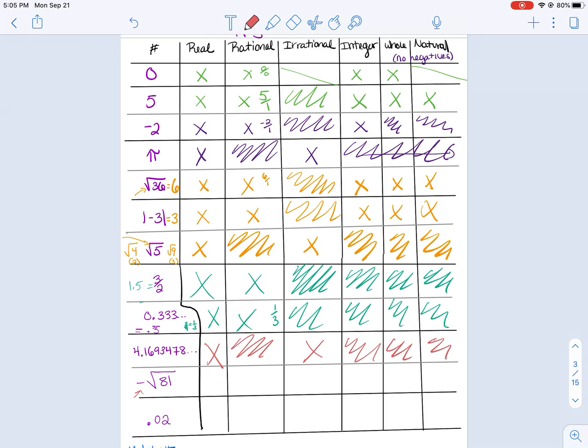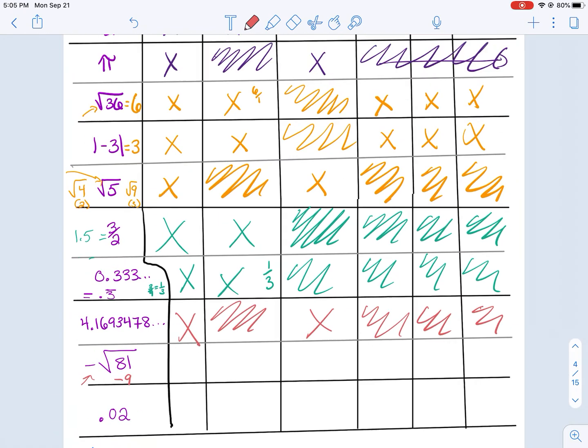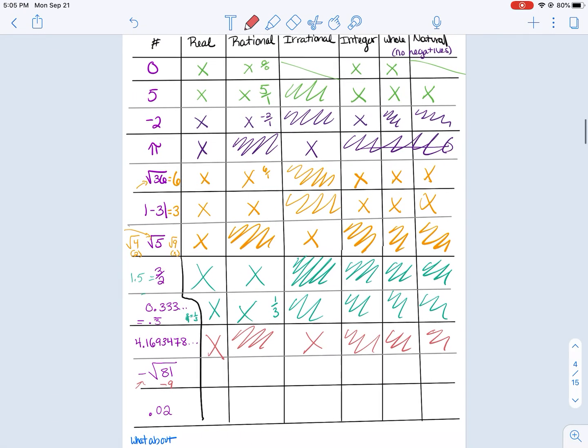Negative square root of 81. Well, the negative value is on the outside of the square root, so that's okay. So the square root of 81, 81 is a perfect square, that gives me 9. So this is really -9, okay? So now think about its classifications. It's real, it's rational, which means it's not irrational. It's an integer, but it's not a whole number or a natural number because it's not positive, all right?